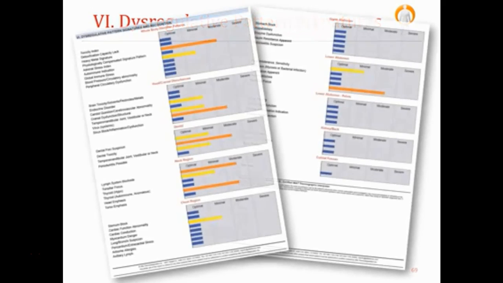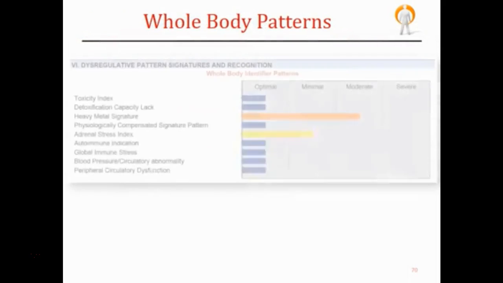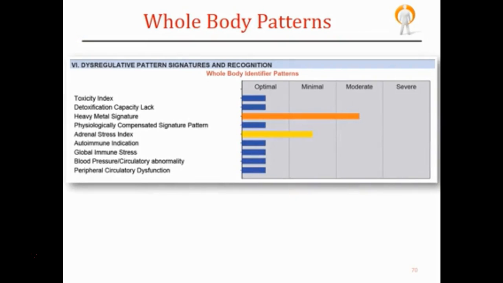The last section of the report is the dysregulative pattern signatures, which gives you a visual summary of the physiological dysregulation by regions of the body. The first set of patterns is the whole body identifier patterns. These are systemic patterns derived from analysis of the whole thermogram.